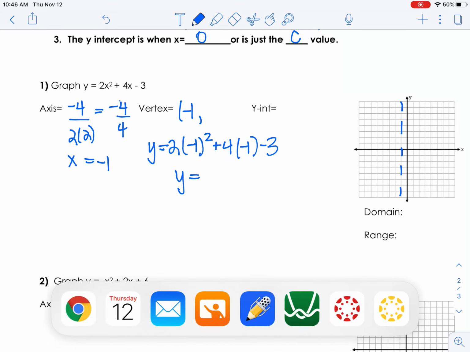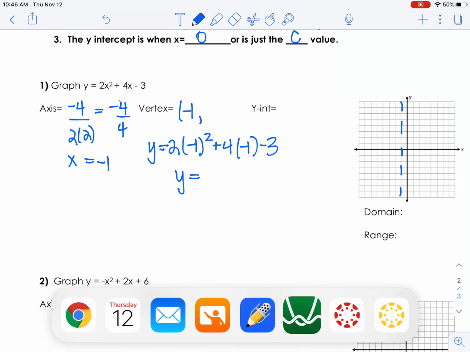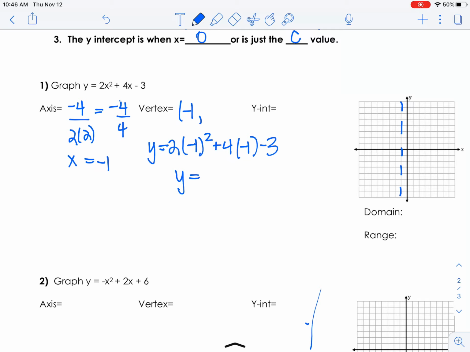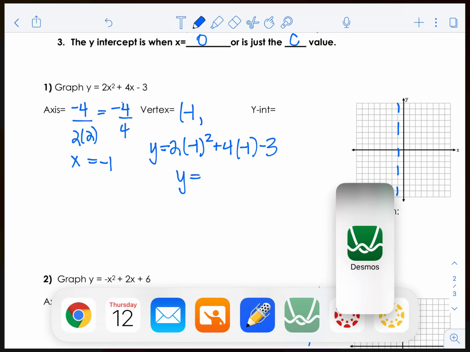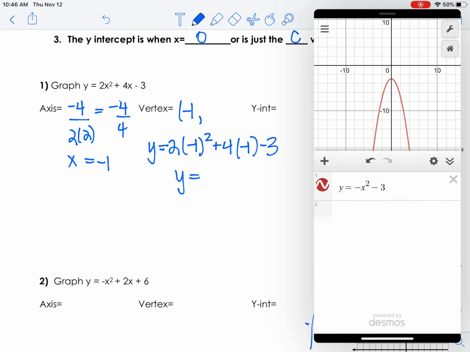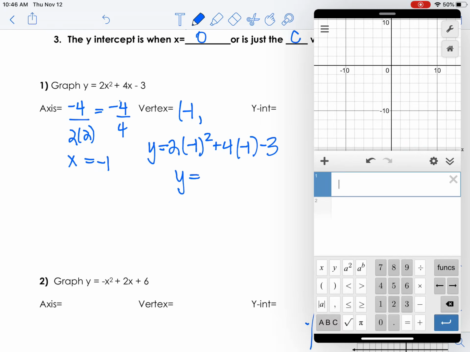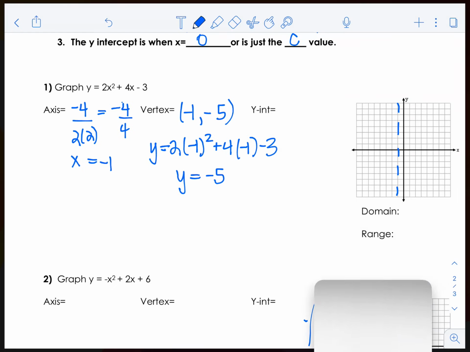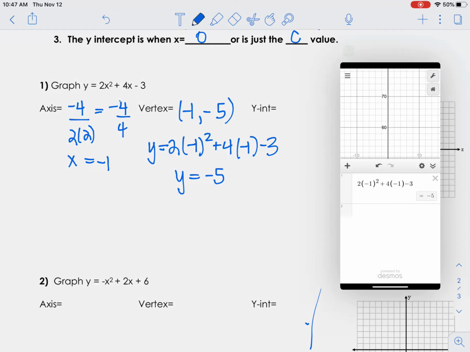Okay, now I'm going to pull up Desmos. Oops, sorry guys. There we go. So here I'm going to say 2 times -1 squared plus 4 times -1 minus 3 is -5. So that tells me the y point in my vertex is -5.